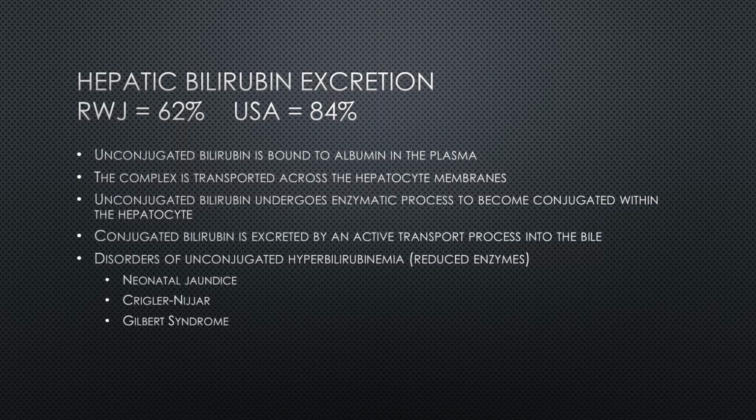High levels of unconjugated bilirubin can be due to a variety of diseases, many of which are due to reduced enzymes turning unconjugated bilirubin into conjugated bilirubin. So we see this in diseases like neonatal jaundice, Crigler-Najjar, and Gilbert syndrome.